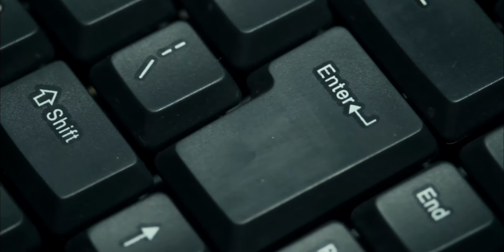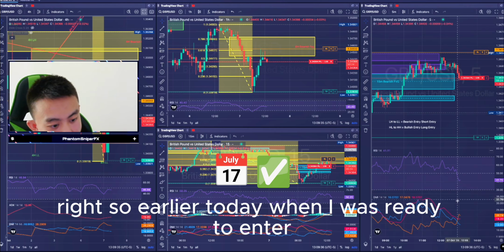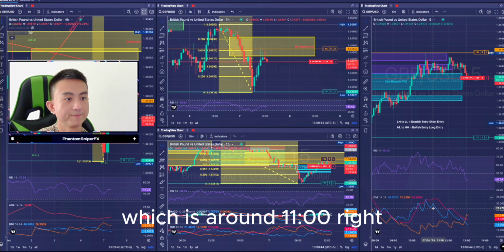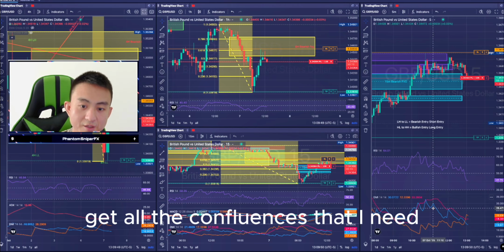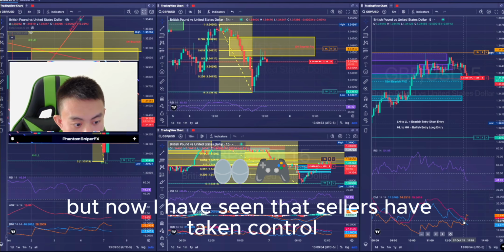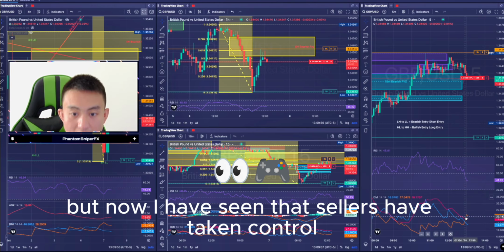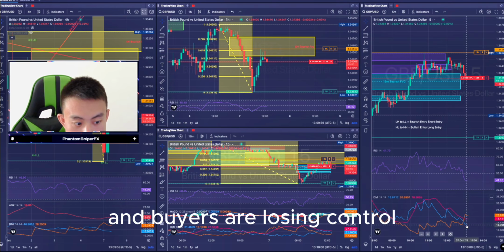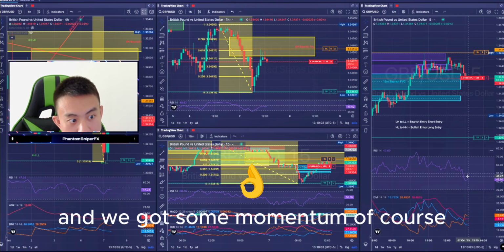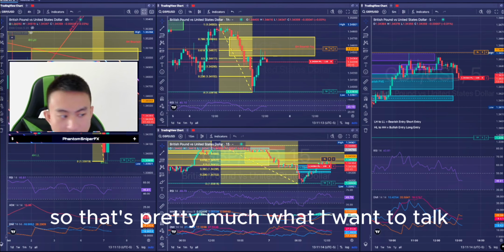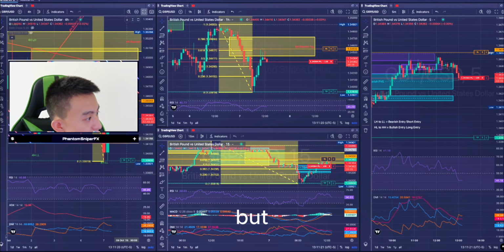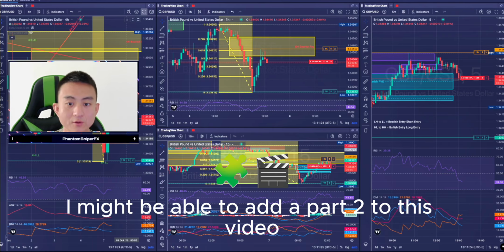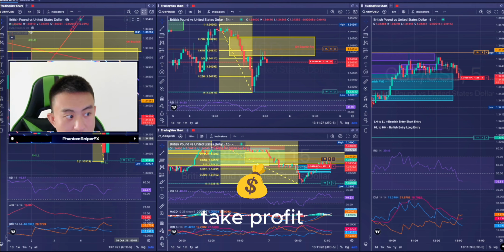Well, let me explain this position I took here. Earlier today when I was ready to enter, just around 11 o'clock, it wasn't ideal because I didn't get all the confluences that I need to enter this trade. But now I've seen that sellers have taken control and buyers are losing control, and we got some momentum, of course. So that's pretty much what I want to go over with you guys, the market structure. This is going to be a very short video, but I might be able to add a part 2 and show you guys the take profit.